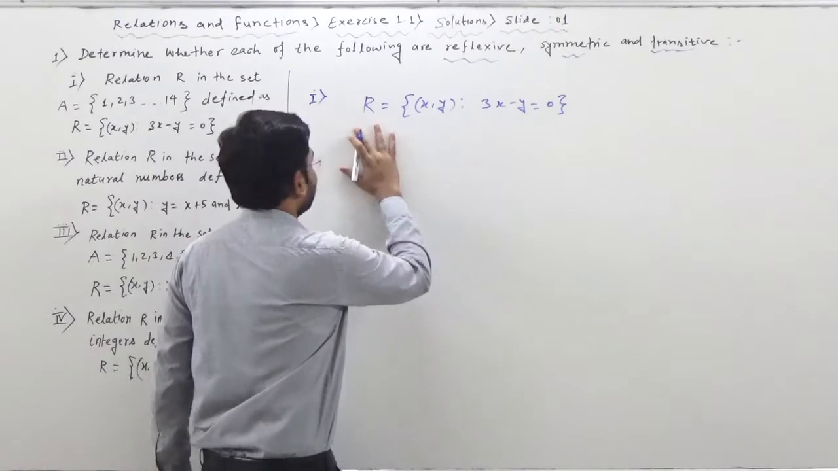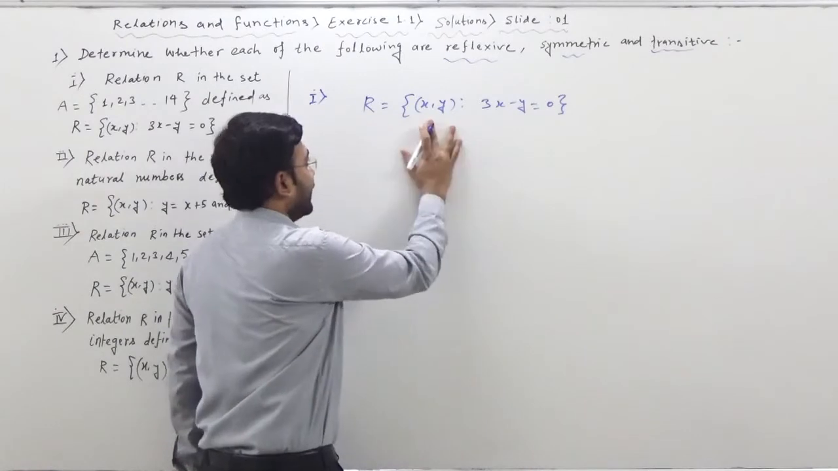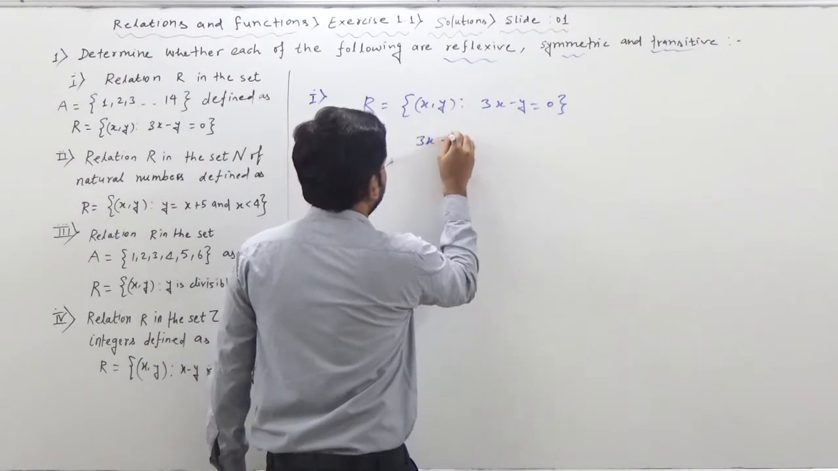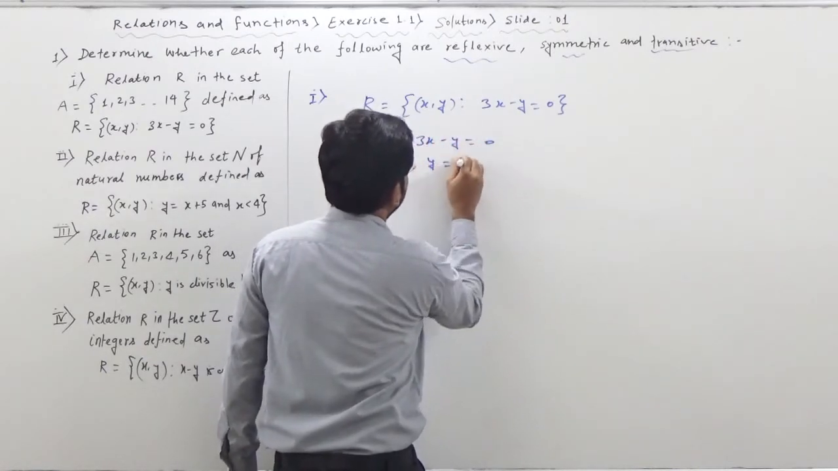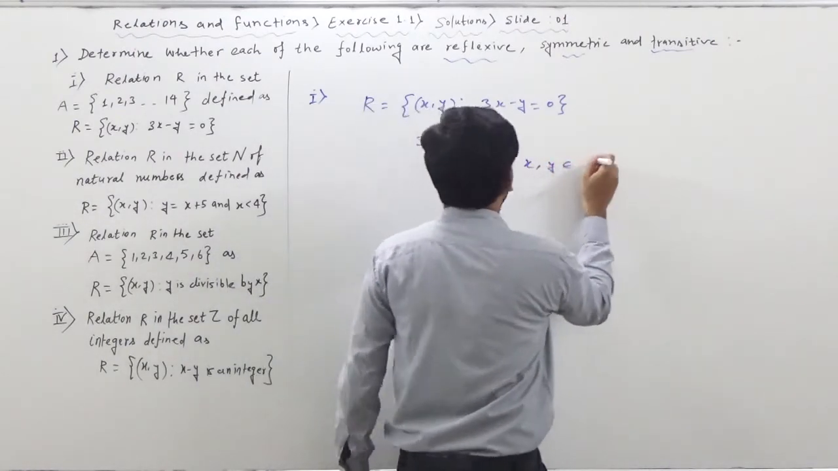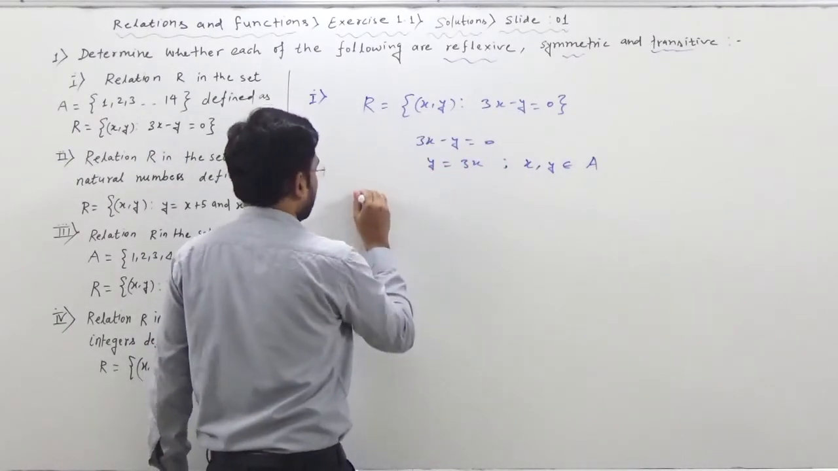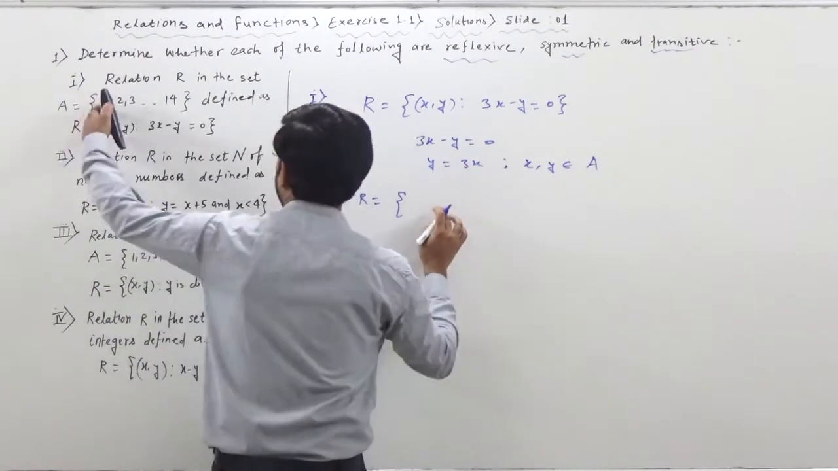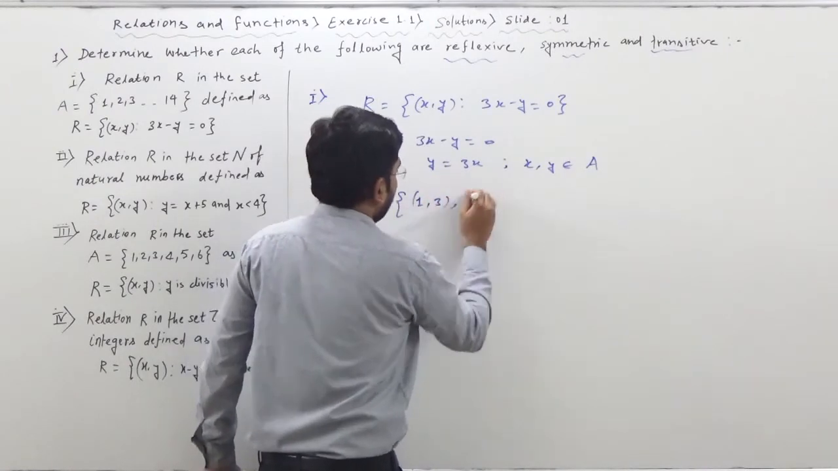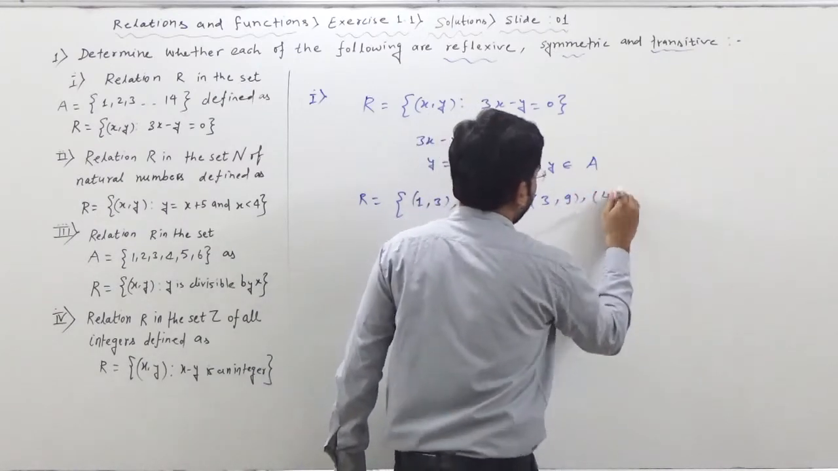Okay. So here this is given in set-builder form. First of all, we will convert this set into roster form. For converting that, we will take this equation 3x - y = 0. So can we write y = 3x? Now x and y both belong to this set A only, isn't it? So we'll keep x and we'll get y. We'll start from 1. If we keep x as 1, then what will be y? 3. If we keep 2, what will we get? 6. If we keep 3, we'll get 9. If we keep 4, we'll get 12.